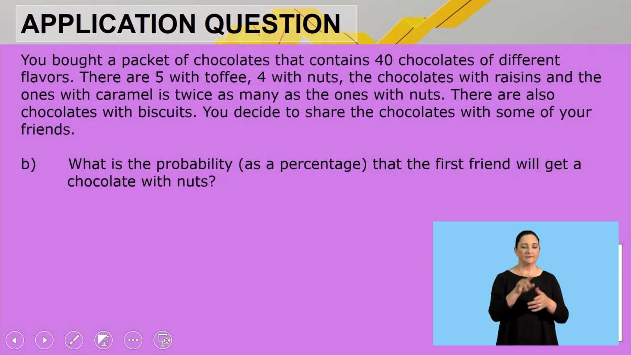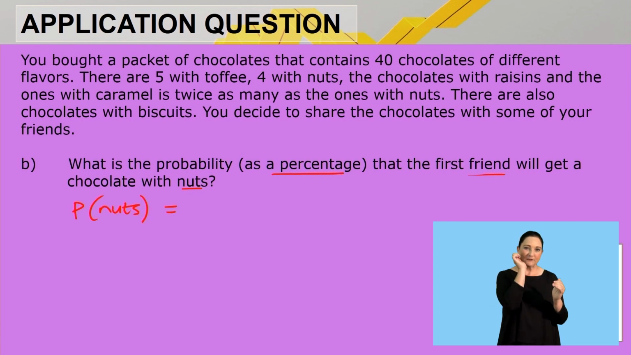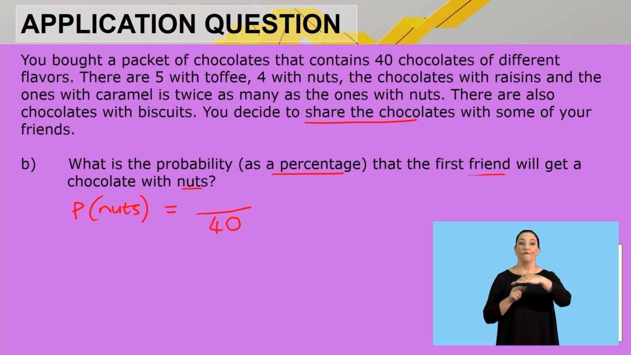Looking now at the second question. Remember, it's still the same scenario, right? So I'm saying, question number B, what is the probability as a percentage that the first friend will get a chocolate with nuts? So therefore, I'm going to write probability of nuts. Remember, you decided to share the chocolates with some of your friends, right? So how many chocolates are there in total? That means, what is the total number of possible outcomes? That's always our starting point, right? So we say that's 40 of them.